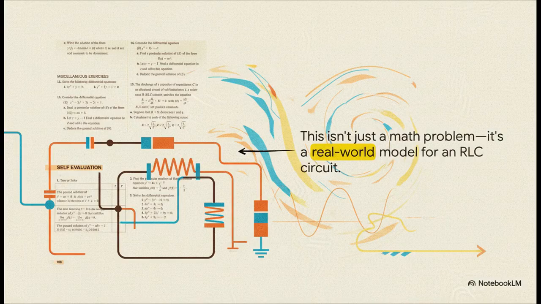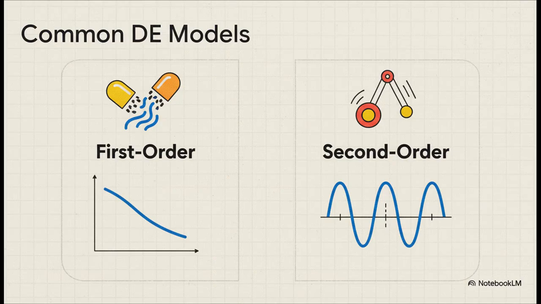Okay, I know you've seen problems like this in your physics textbook. When you're solving this, you're not just doing some random math problem. You're actually analyzing a differential equation that models a real-world system, in this case, an RLC electrical circuit. It all connects. So, these first-order equations are perfect for things like exponential decay, like how medicine levels drop in your blood. But for stuff that goes back and forth, stuff that oscillates, like a swinging pendulum or a vibrating electrical circuit, for that, you need the power of second-order equations.